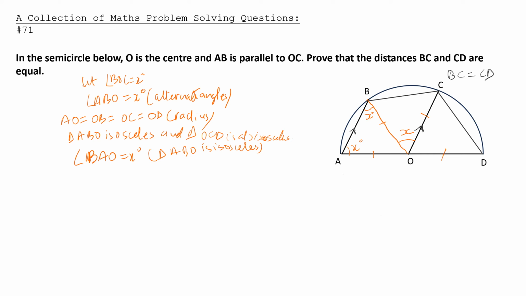The other thing we have to prove is if you now look at BAO and if you look at COD, if you look at this angle COD and if you look at angle BAO, they are equal because they are corresponding angles. So angle COD would also be equal to X degrees. So angle BAO equals angle COD equals X degrees. They are both corresponding angles.